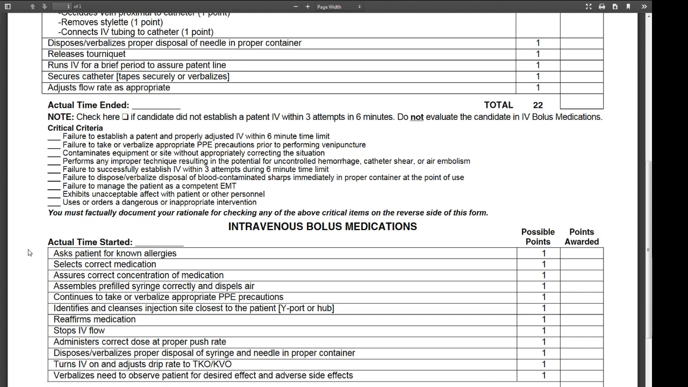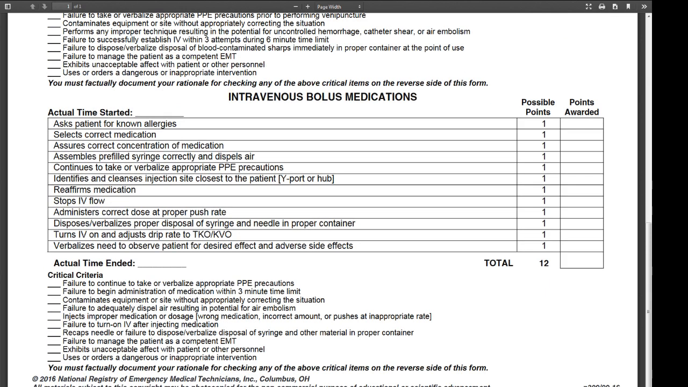Intravenous bolus medications. Asks patient for known allergies. Selects correct medication. Assures correct concentration of medication. Assembles prefilled syringe correctly and dispels air. Continues to take or verbalize appropriate PPE precautions.